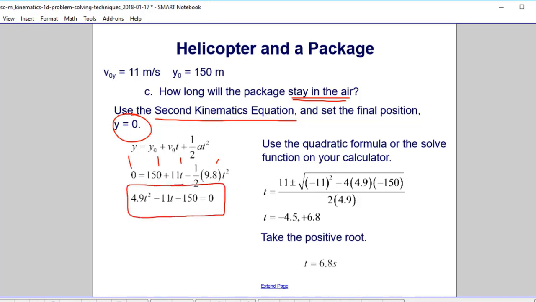So you can either use the quadratic formula or the solve function on your calculator, or go to any number of websites which will solve quadratic equations for you. Of course, you can't do that on the AP test, so you're limited to this or your calculator. We get two roots. We'll take the positive root because we're moving in positive time, and the package will take 6.8 seconds before it hits the ground.